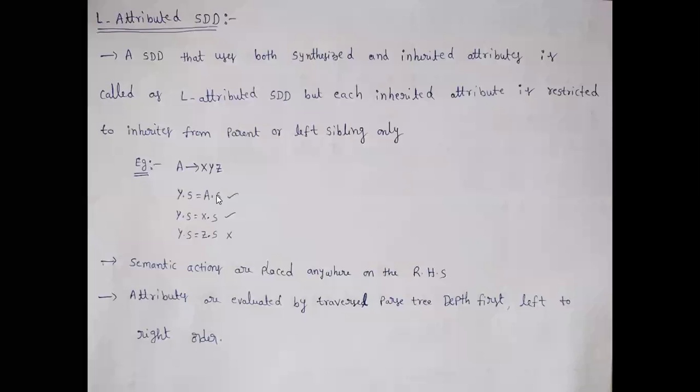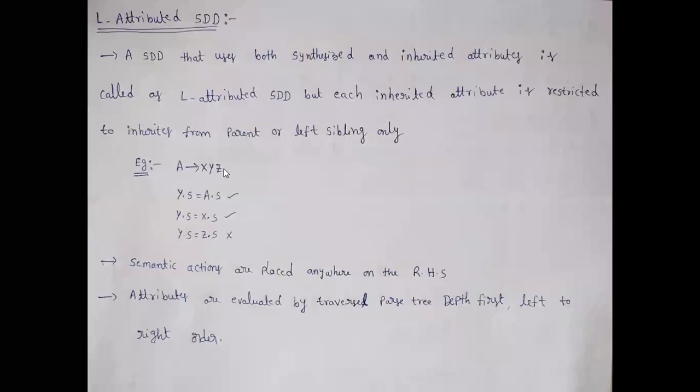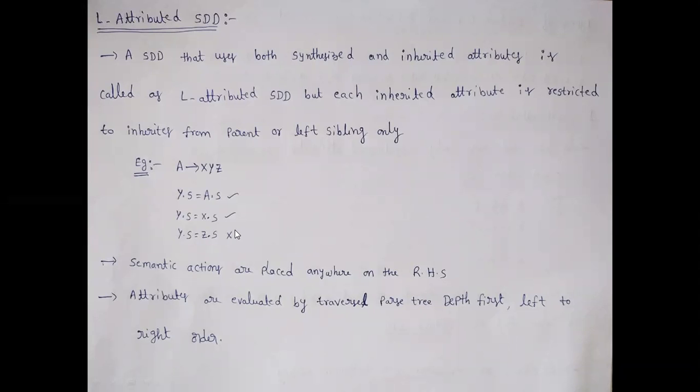A.S it takes, and Y.S is equal to X.S. So X is a sibling. So here the restriction is that it takes only from the parent and the left sibling, but the right sibling is not allowed. So for example Z.S. Here Y is the node we are considering and Z is the right sibling of Y. So this statement is not allowed: Y.S is equal to Z.S. This is not a correct statement for this L-attributed syntax directed definition.